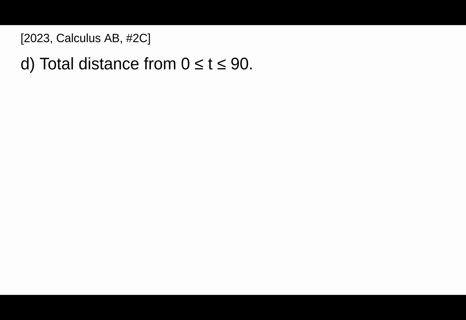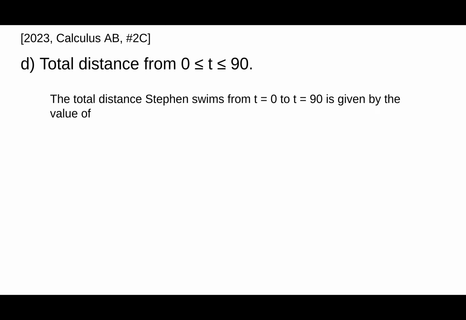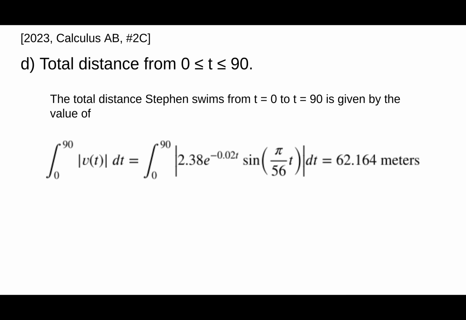In part D, we are asked to find the total distance from 0 to 90 seconds that Stephen swam. Total distance, you may recall, is a different integral. We have to integrate the absolute value of our velocity function. So between 0 and 90, we're going to integrate the absolute value of our v function. Using a calculator again, it's calculator active. That turns out to be 62.164 meters.